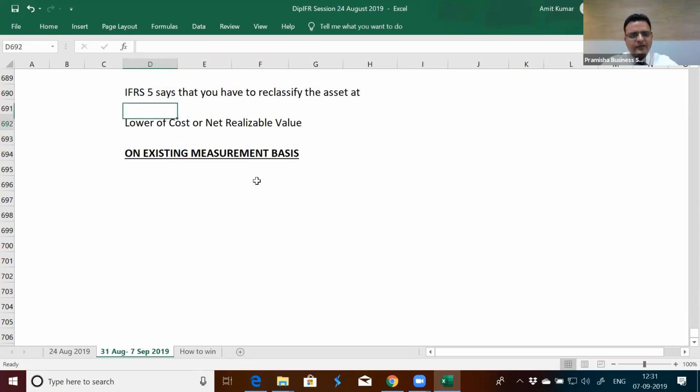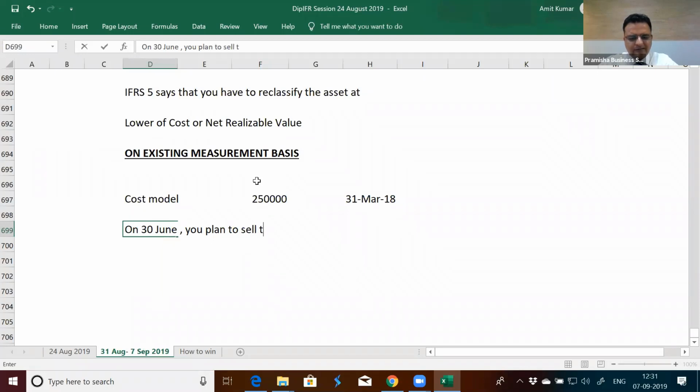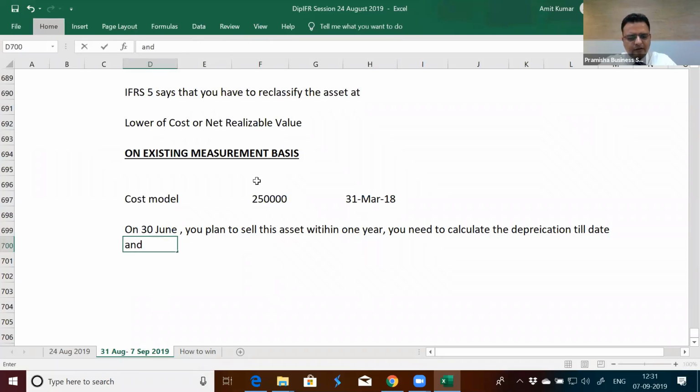What does it mean? If you have been using the cost model and your asset was worth 250,000 on 31st March 2018, and on 30th June you plan to sell this asset within 1 year, you need to calculate the depreciation till date and arrive at its carrying amount on 30th June. That is measuring it on existing measurement basis.